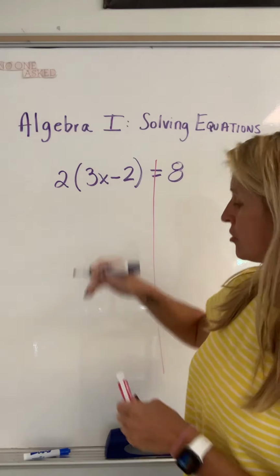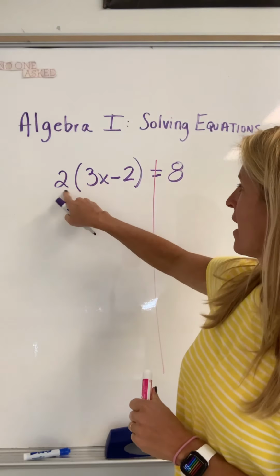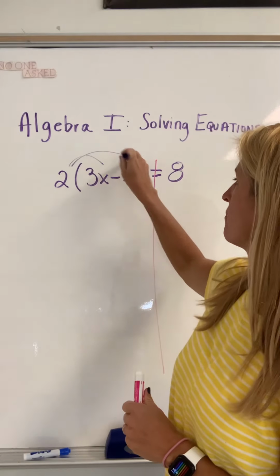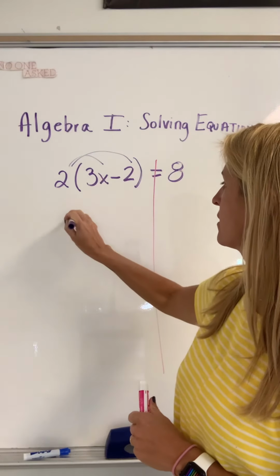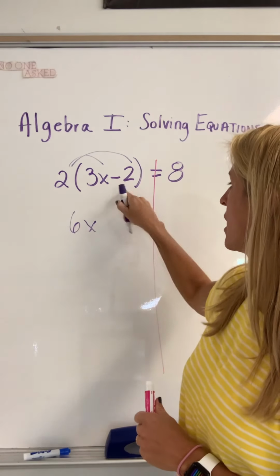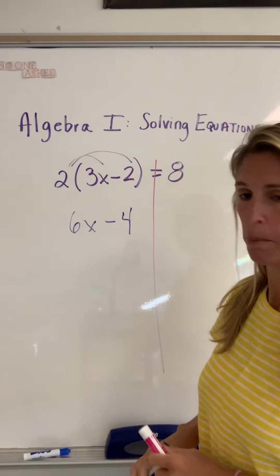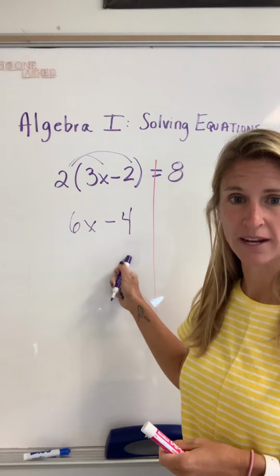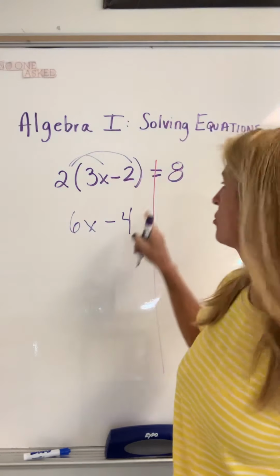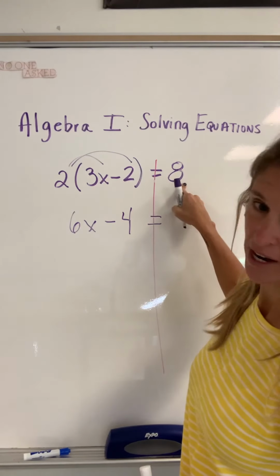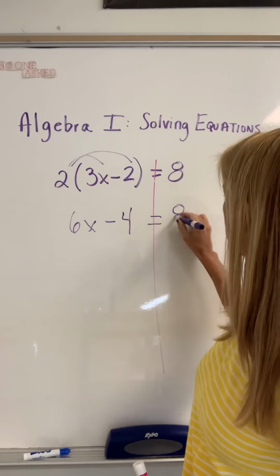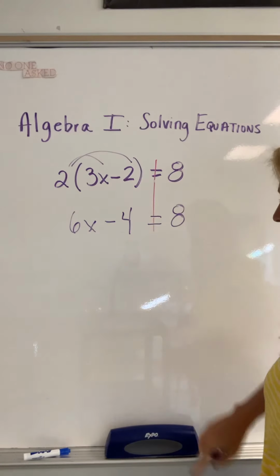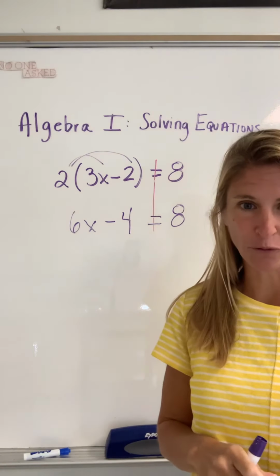So just go to the left, and I have a 2 that can get distributed. So 2 times 3x is 6x, 2 times minus 2 is a minus 4. And stop and ask yourself, is this as simplified as you can get it? And yes, it is. So now, on the right, I have nothing to simplify. Now I have an equation like I did in the example before.